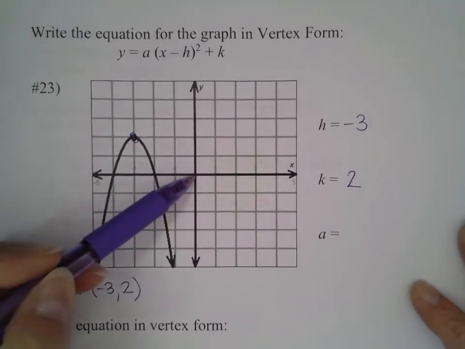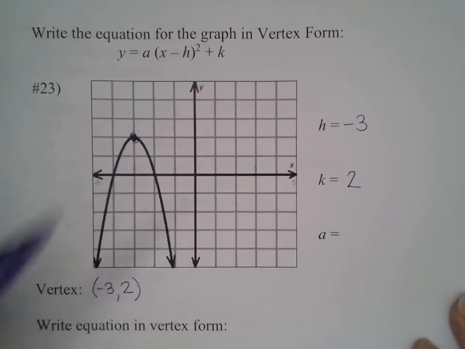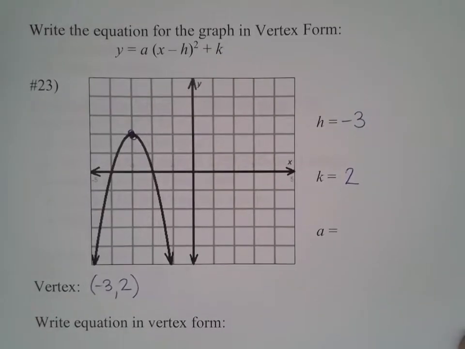This is totally in line with the shifting. It's moved left by 3 and up by 2. All of that is tied together. So we can start by writing the vertex form of the equation. We don't know a yet, so that's okay. We're going to leave a as a variable for the moment. So we have a times x minus h, which is -3, squared, plus k, which is 2.